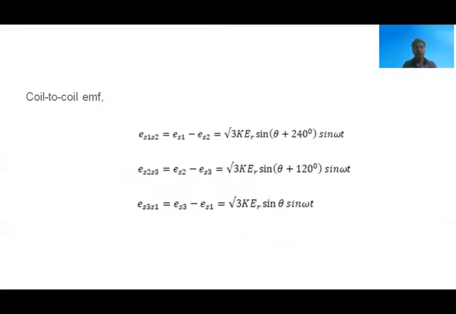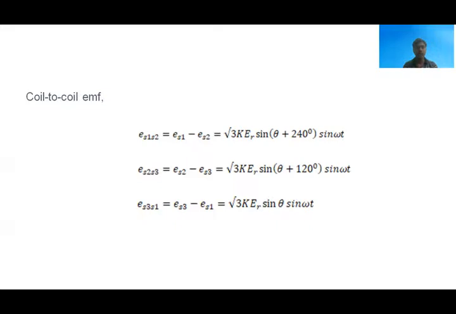If you take the differential EMF, that means coil to coil EMF, we have E_S1S2 is equal to E_S1 minus E_S2. That is equal to, if you solve the above two equations, the E_S1 equation and the E_S2 equation, we will get root 3 into K E_R sine of (theta plus 240 degrees) into sine omega t.